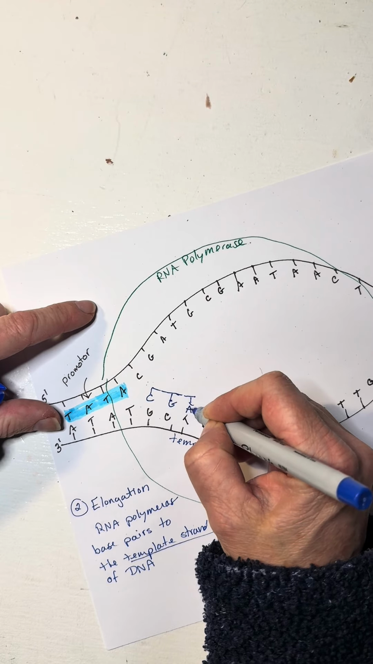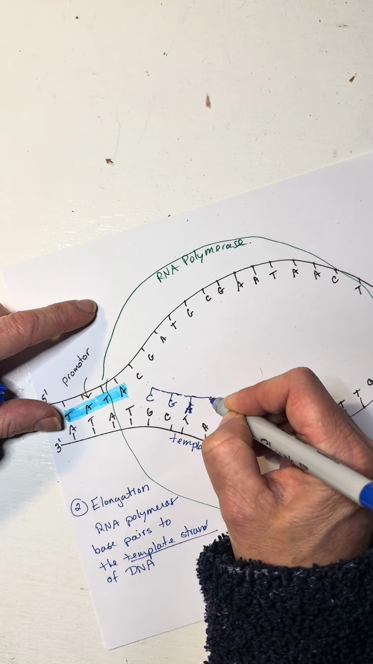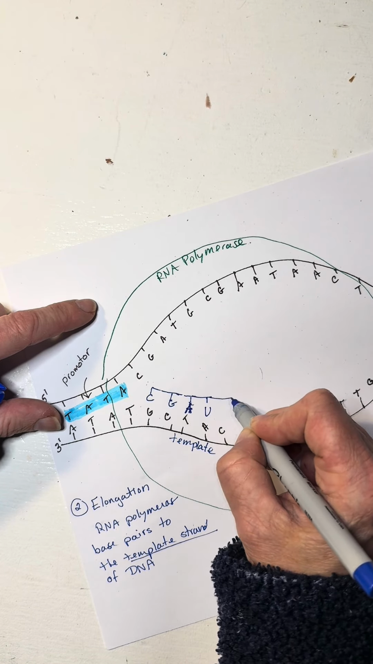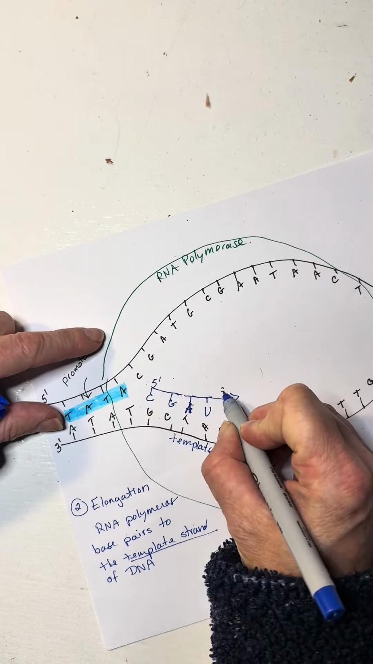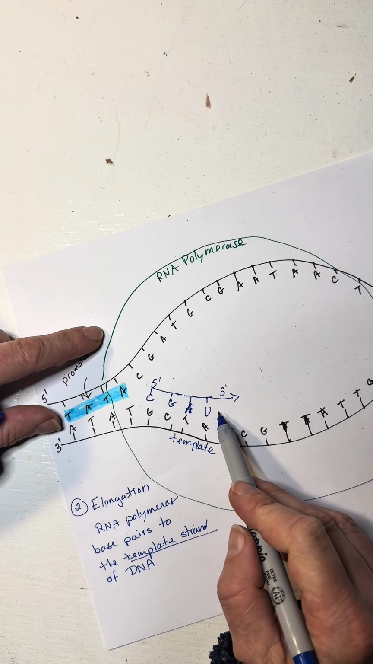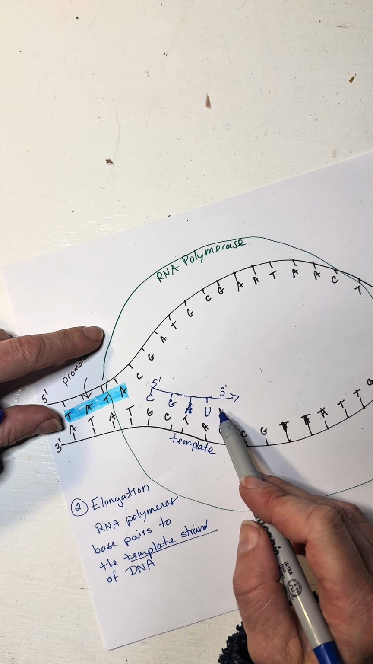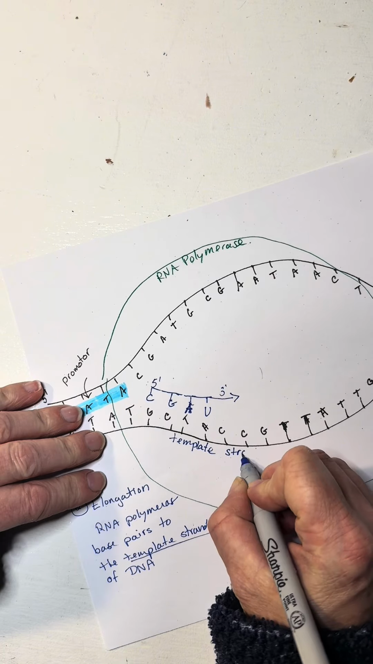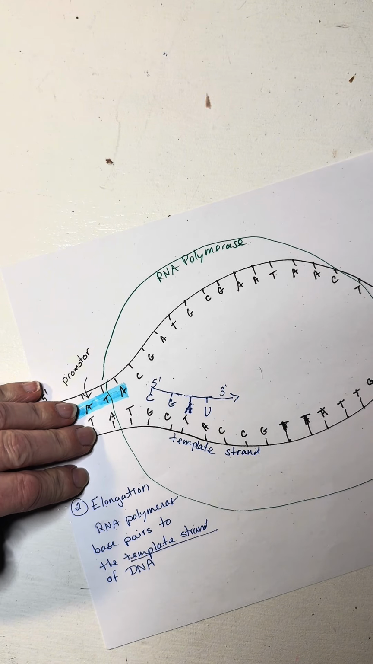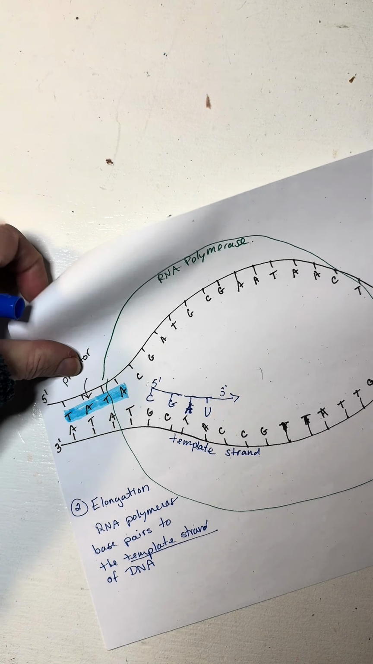However, when we get to the A, it's going to pair with U instead, and that's going to continue on from 5' to 3', because if you remember, nucleotides can only be added to the 3' end of a sugar. And that is going to continue until, in step 3, termination occurs.